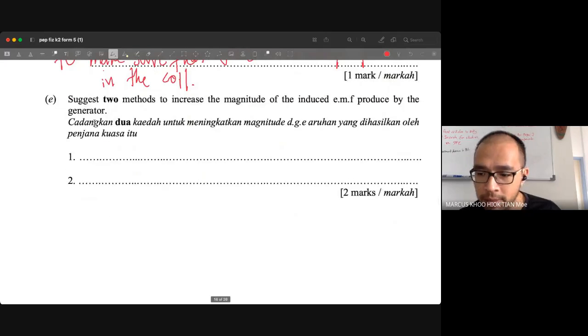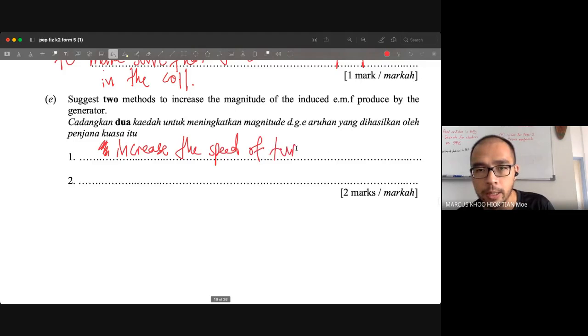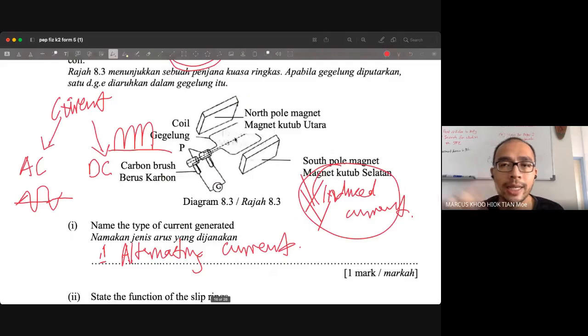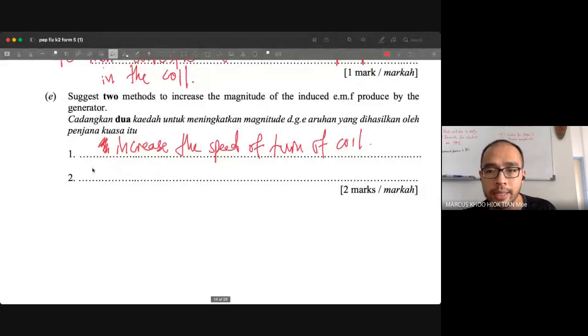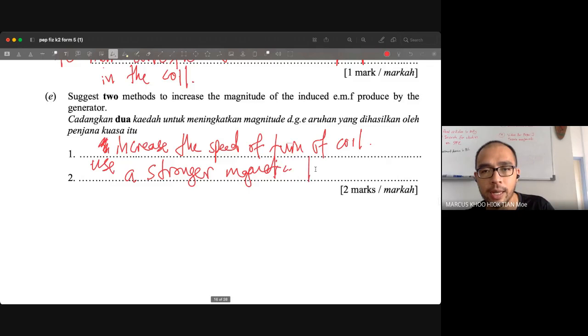Two methods to increase the magnitude. I give you the actual scheme first. Increase the speed of turn of coil. Meaning, we make this rotation faster. We increase the speed, then you can have more induced current. Now the second method is to use a stronger magnet, or use a stronger magnetic field, up to you.